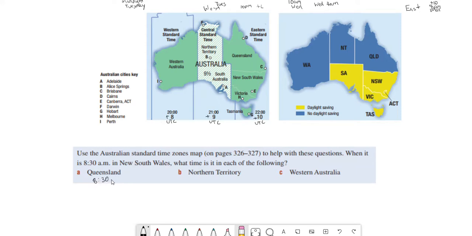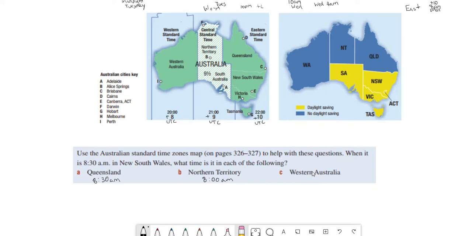p.m. in Queensland. Now, I'm not worried about daylight saving at the moment. We'll worry about daylight saving in other questions. But at the moment, we're just talking about non-daylight saving time. Now, 8:30 in New South Wales, what time is it in Northern Territory? Well, it's going to be half an hour behind. It means it's going to be 8 p.m. in the Northern Territory.